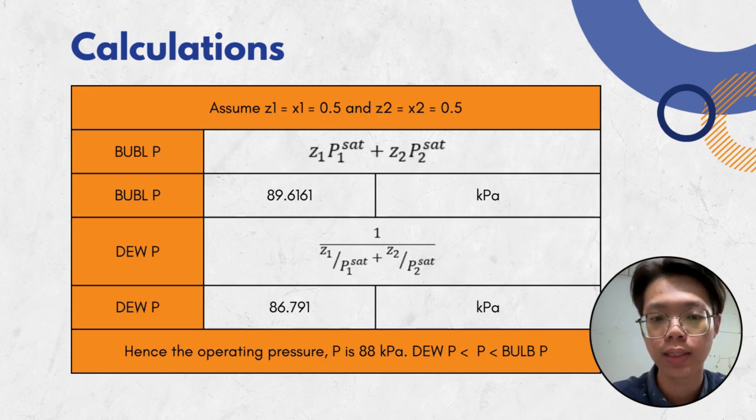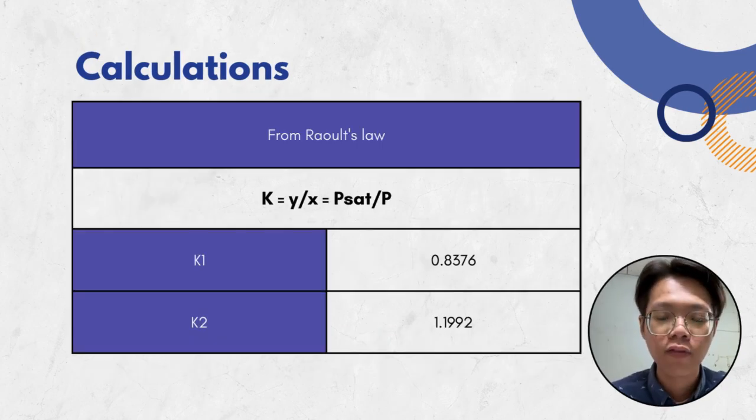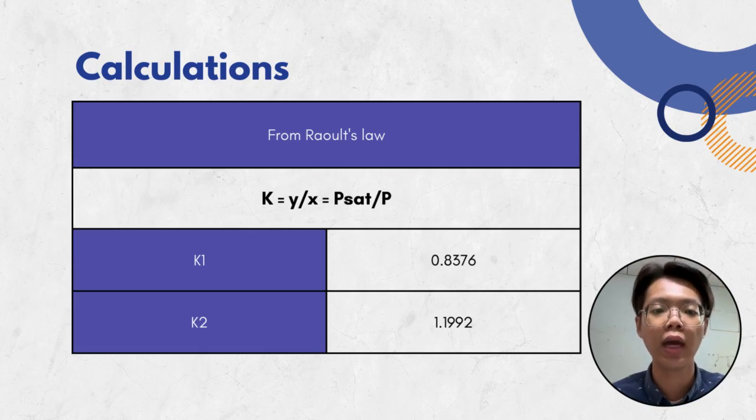to 89 kilopascal. Secondly, we will calculate the dew point pressure with the given formula too, and the value that we get is approximate to 86 kilopascal. So the operating pressure that we selected is equal to 88 kilopascal in order to let the system exist in two-phase system. After this, we will use the K value correlations, and with equal to the Raoult's law, we can get both K values, and these K values will be used in the later calculation.